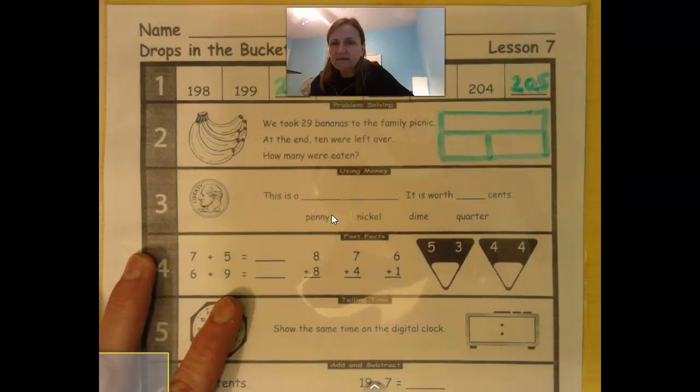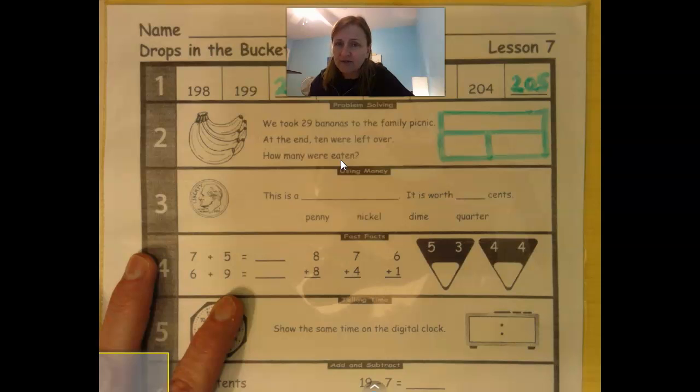All right, here is a problem solving, or a story problem, or a word problem, whatever you would like to refer to it as. These are bananas. We need to read the story problem. We took 29 bananas to the family picnic. At the end, 10 were left over. How many were eaten? We're going to read it again.